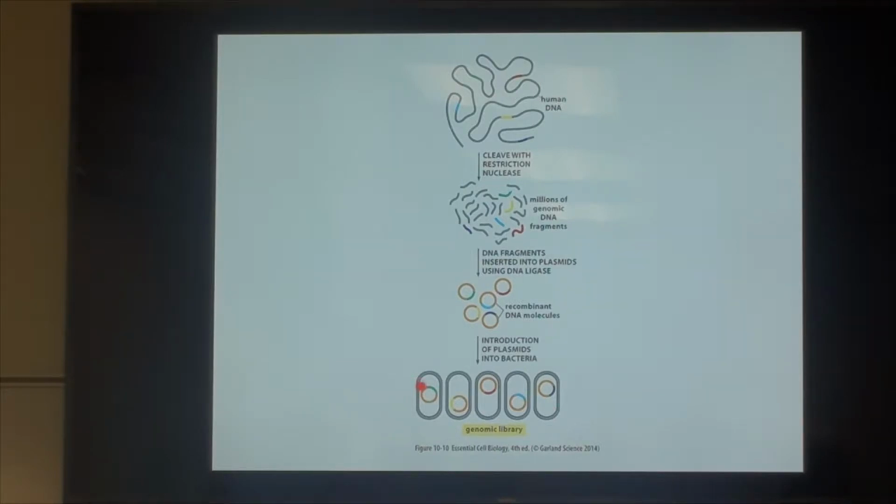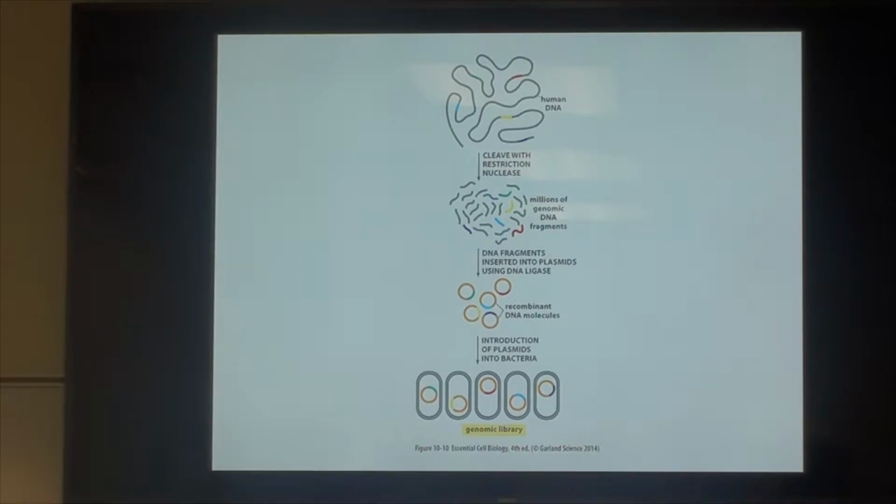And then you could freeze the bacteria, you could grow the bacteria, and each bacteria cell has a different random piece of the genome. So in this case, it's a human library. So each bacteria is a random piece of the human library in a plasmid. So this way, it's easier to work with little pieces of the genome than the whole genome.